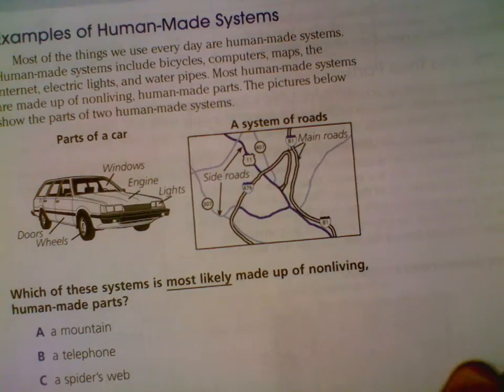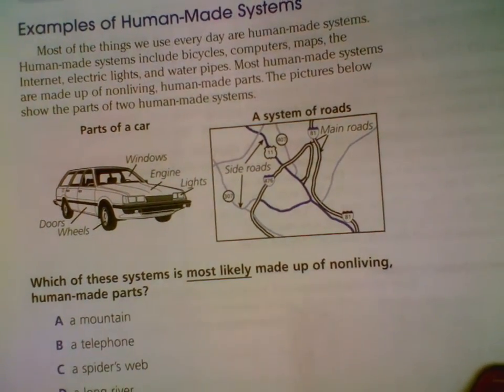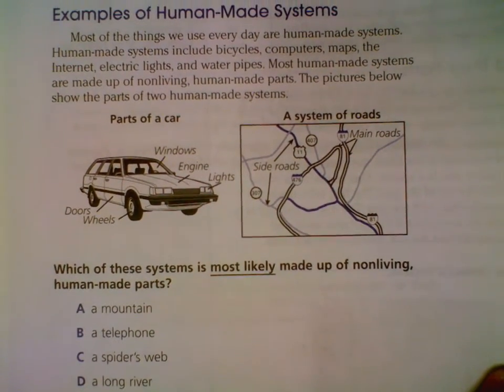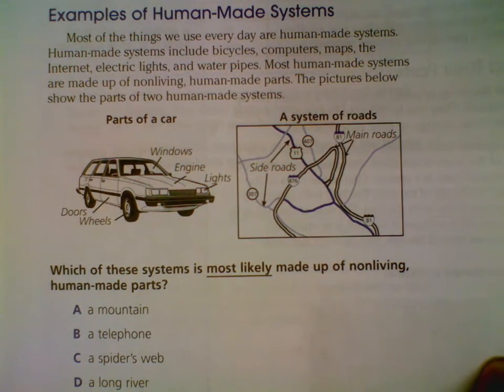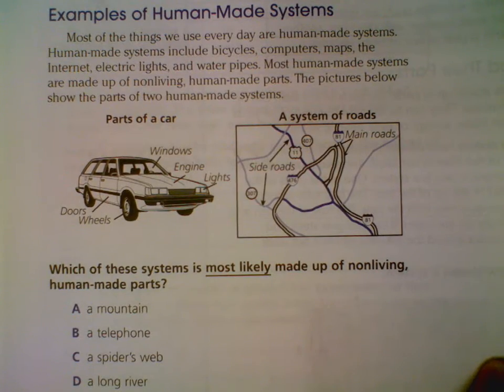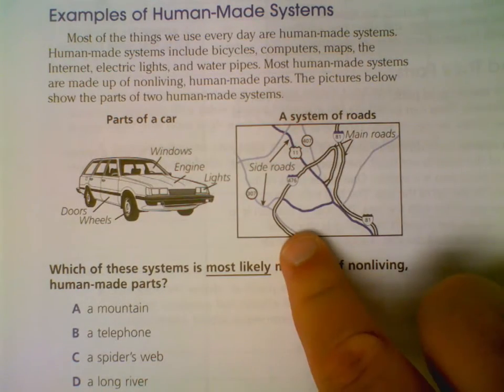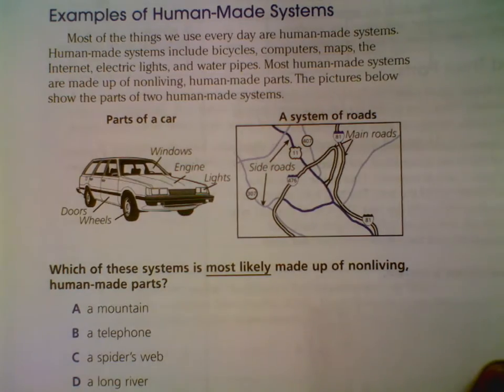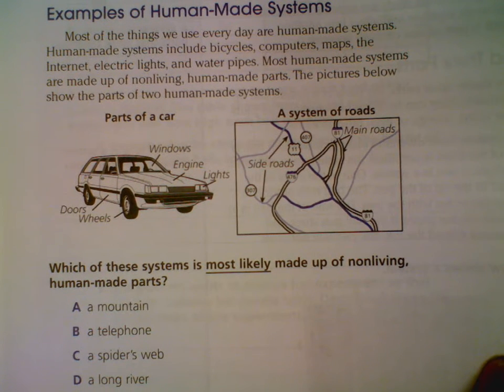Examples of human-made systems. Most of the things we use every day are human-made systems. Human-made systems include bicycles, computers, maps, the internet, electric lights, and water pipes. Most human-made systems are made up of non-living human-made parts. The pictures below show the parts of 2 human-made systems. Okay, parts of a car, system of roads. Which of these systems is most likely made up of non-living human-made parts?